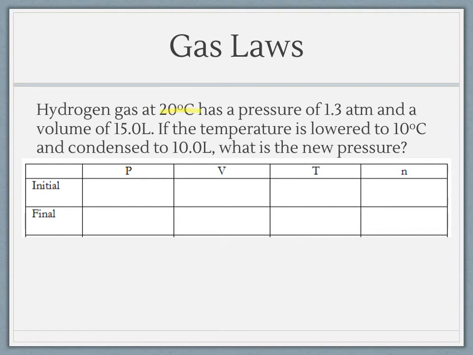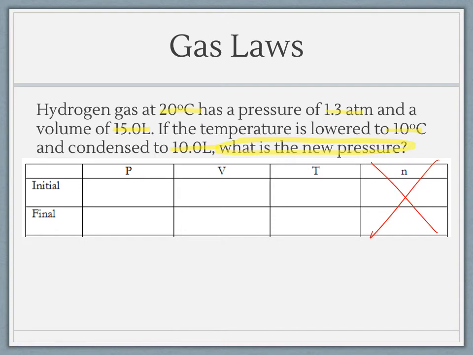So here we're given temperature, pressure, and volume. And then we're lowering the temperature. This is our new volume. My question is, what is the new pressure? So again, I'm not changing the amount. As I told you guys, that one's pretty much never going to change. And I am changing pressure, volume, and temperature, however.